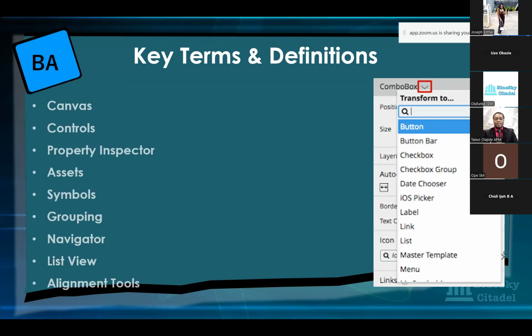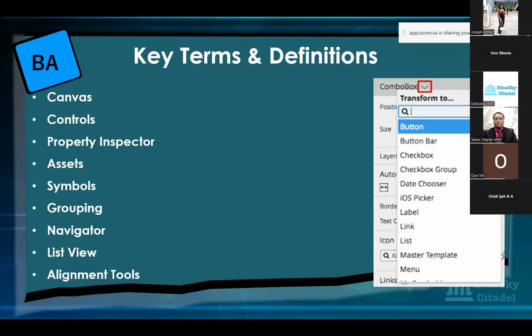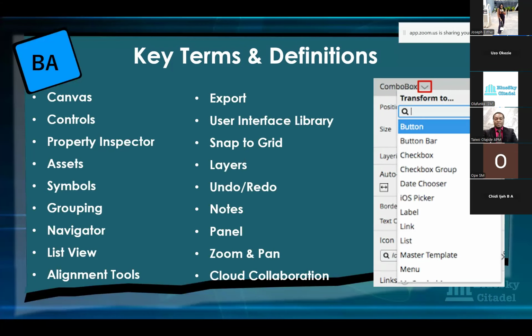So these are just some tools. You have the canvas, the white space that you use to create the wireframe. You have different controls. You have your inspector. You have asset symbols, all kinds of things, navigational tools. You can export. So obviously, if you have to add the wireframe to the story, you need to be able to export it from Balsamiq onto Azure DevOps and attach it to your story. So it has that capability there.